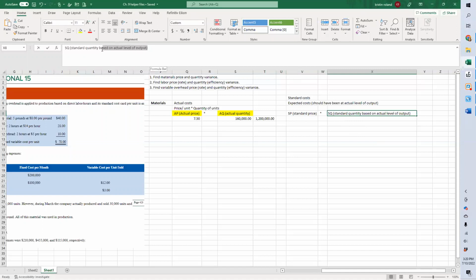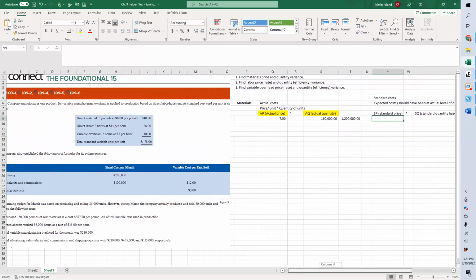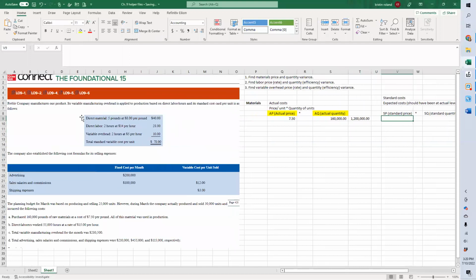So this right here is what confuses people, okay? But it's based on the actual level of output. So we're going to find the standard price over here on our cost card, right? So our direct materials, we expect to spend $8 per pound. So this is going to be 8.